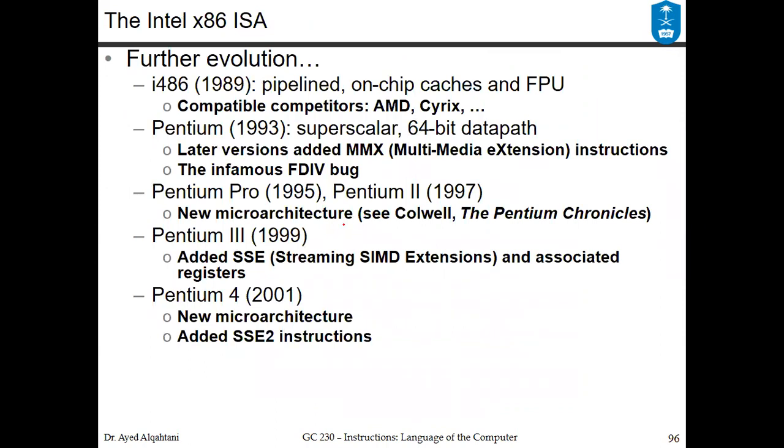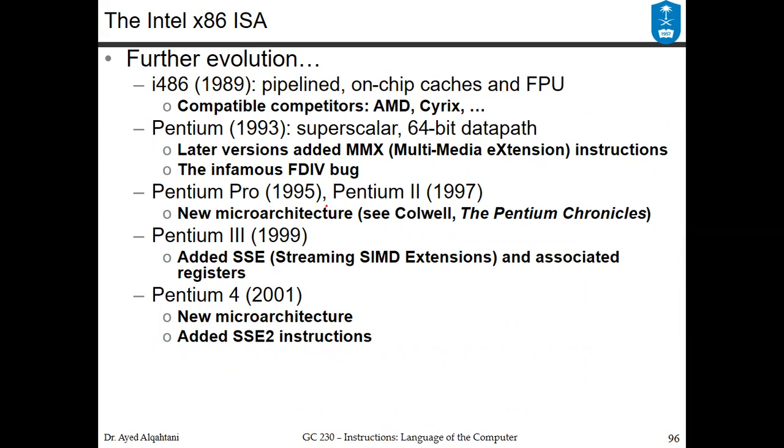And in further evolution, we reached Pentium 4 in 2001, and every few years you are adding more features to the x86 ISA. They introduced the pipeline, the on-chip cache, and the floating point in 89. In 93, the Super Scalar, 64-bit data path. And that was a huge jump because the Super Scalar can execute 2 instructions or maybe more at the same time.